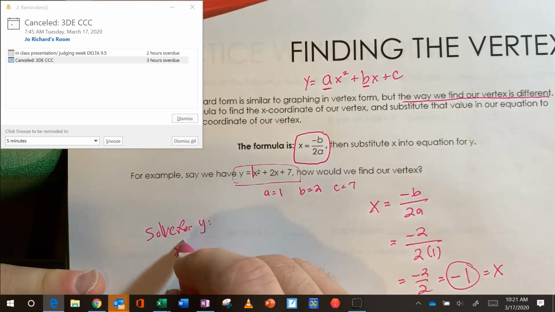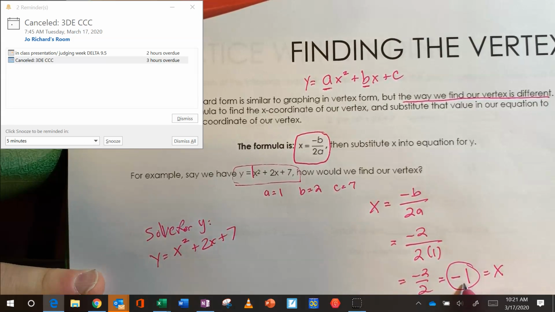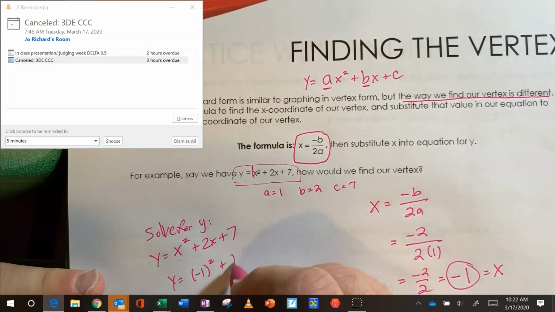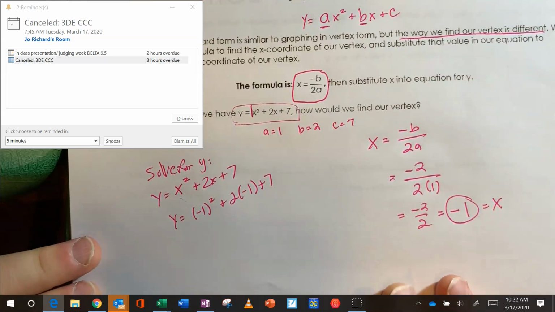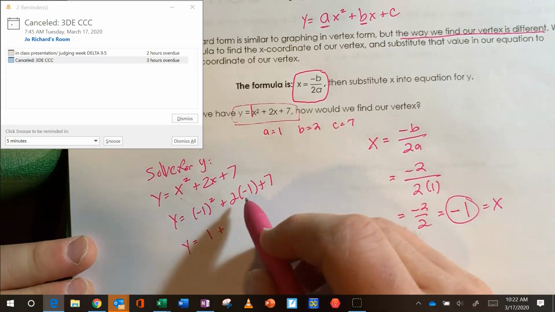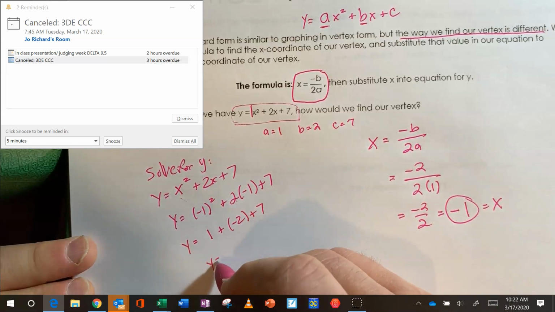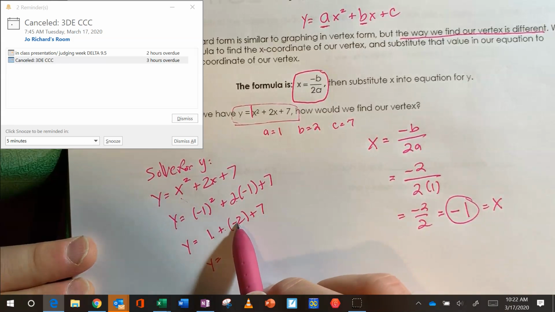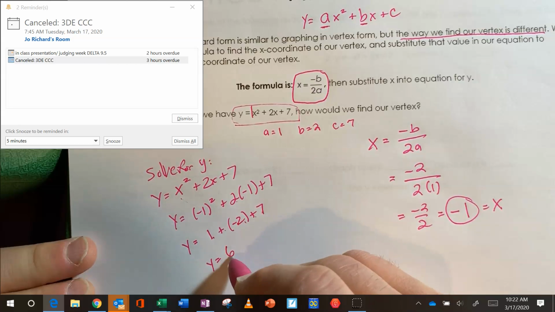So we had y equals x squared plus 2x plus 7. We're going to take our negative 1 and put it in here. y equals negative 1 squared plus 2 times negative 1 plus 7. Then we continue to work this down. Negative 1 times negative 1 is 1, plus 2 times negative 1 is negative 2, plus 7. 1 plus negative 2 is negative 1, and negative 1 plus 7 is positive 6.